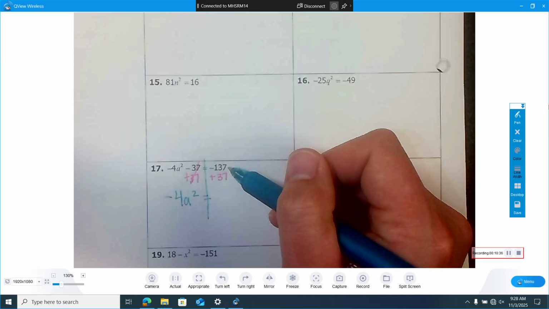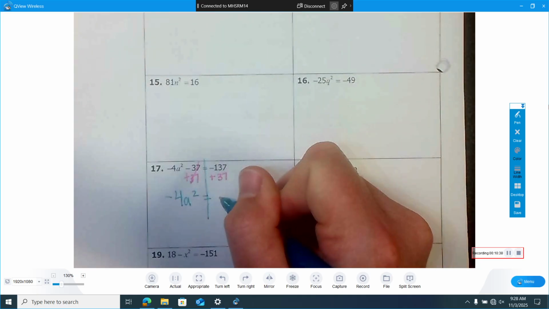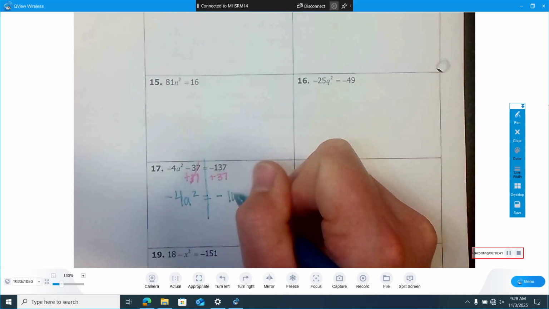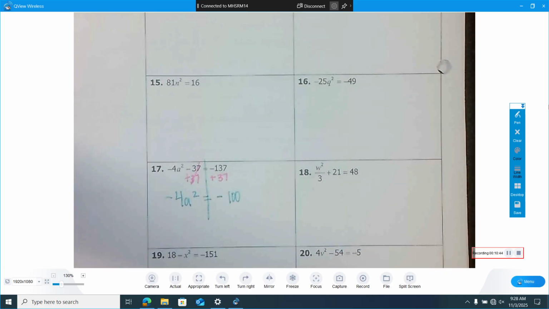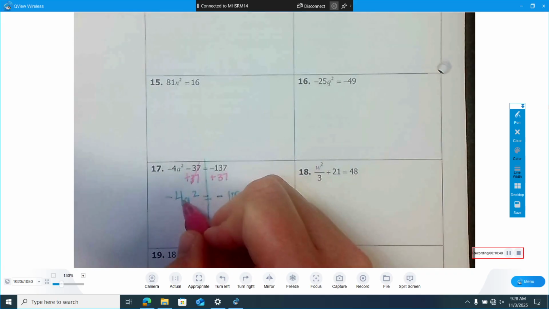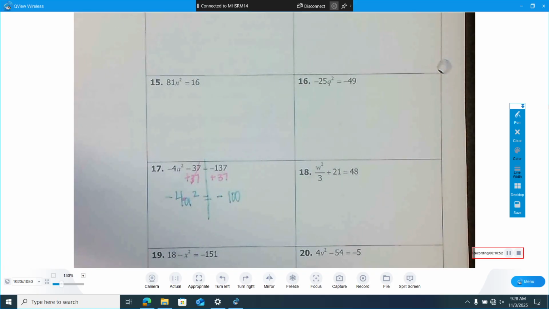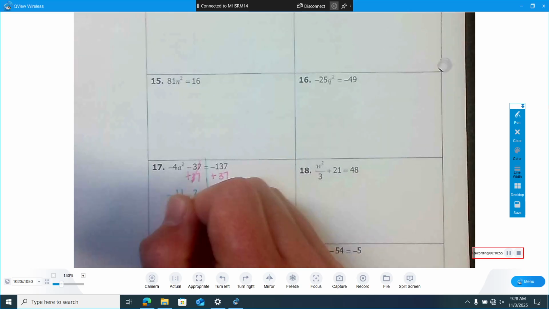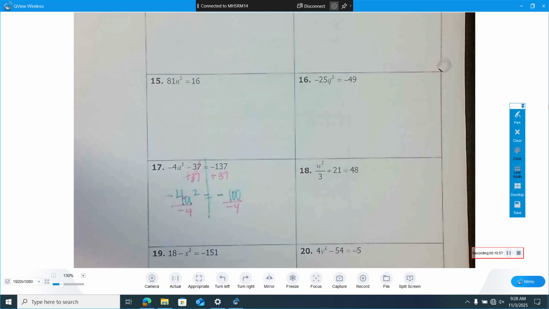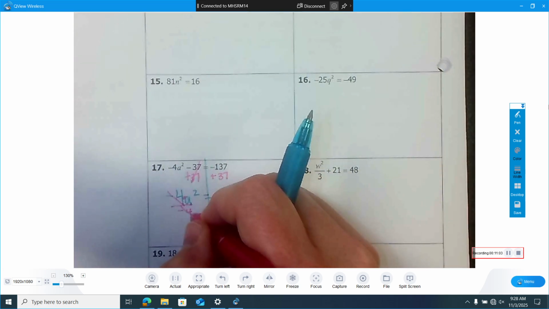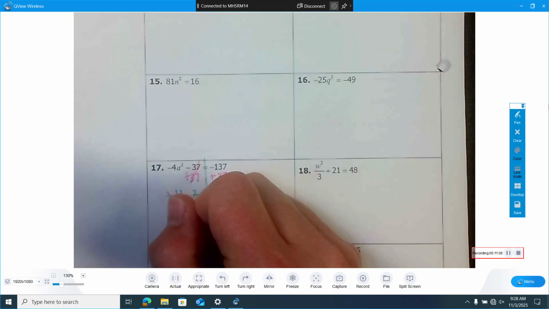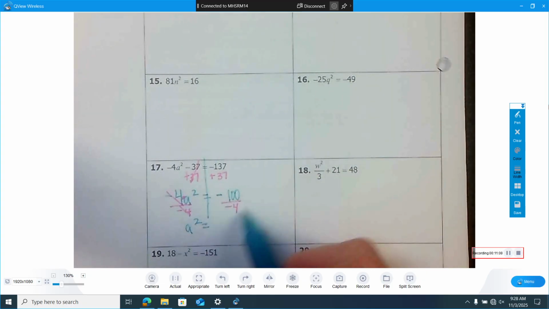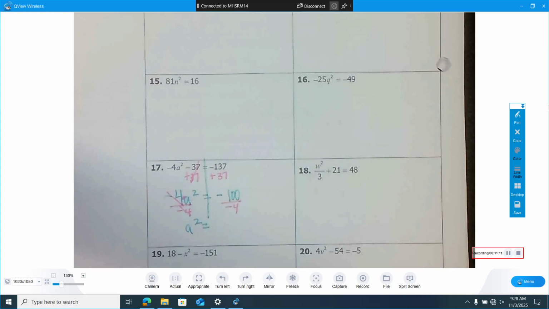Ooh. Yeah, who wins here? Positives or negatives? Negatives by how many? 100. And then this is negative 4 times a squared. How are we going to get a squared by itself? Divide both sides by negative 4. Very good. And let's see. That times by negative 4 and divide by negative 4 cancel out, leaving me with a squared equals, what is negative 100 divided by negative 4? Positive 25. Very good.